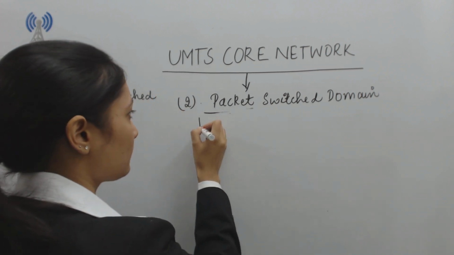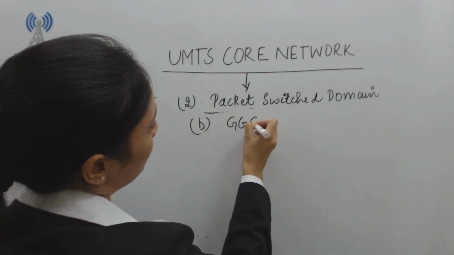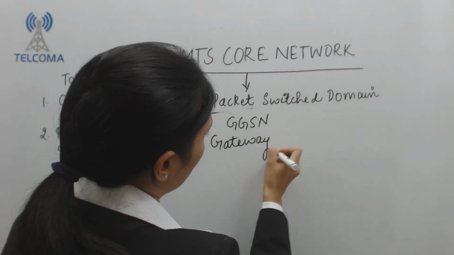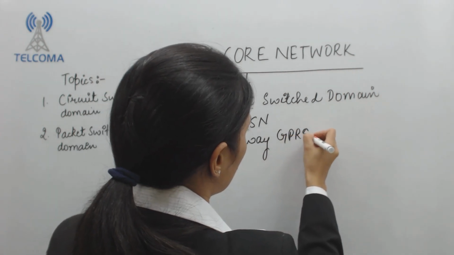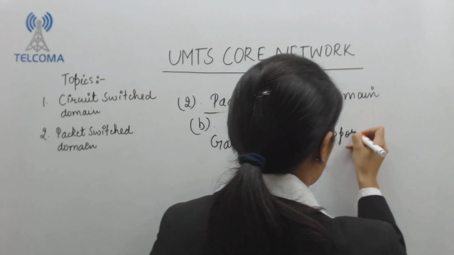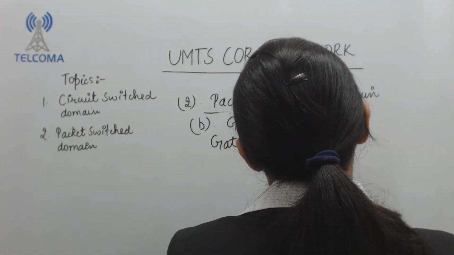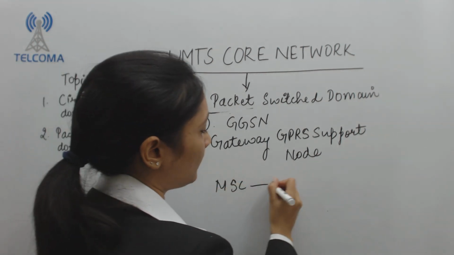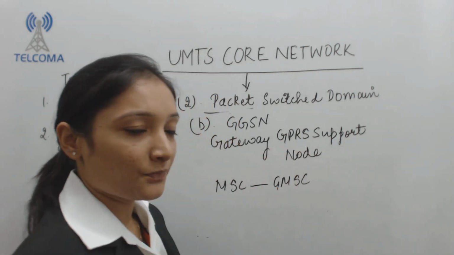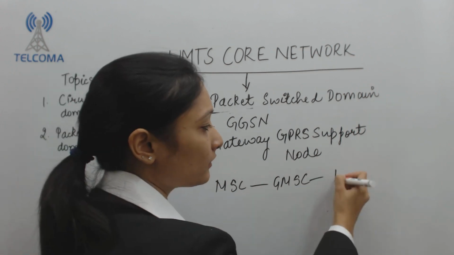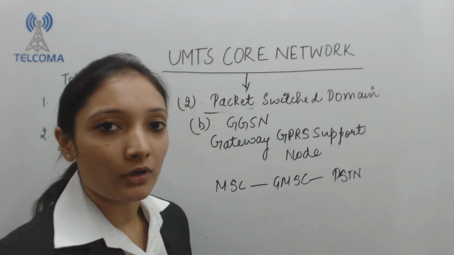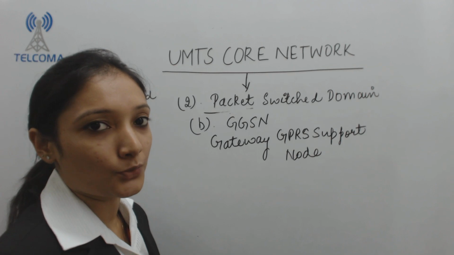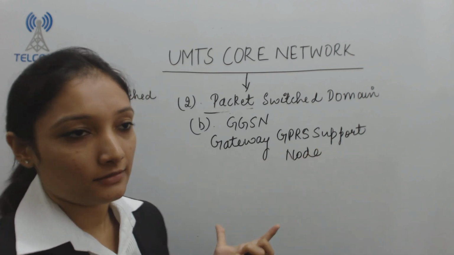After SGSN, the other one is GGSN. GGSN refers to Gateway GPRS Support Node. Now for our circuit switch domain, like we had MSC, then we had GMSC. Now it acts as a gateway for another network. So similarly, this gateway GPRS support node acts as a gateway connecting the user to some external internet network.